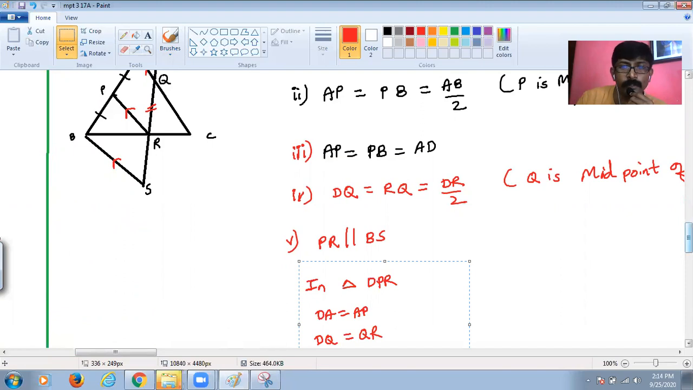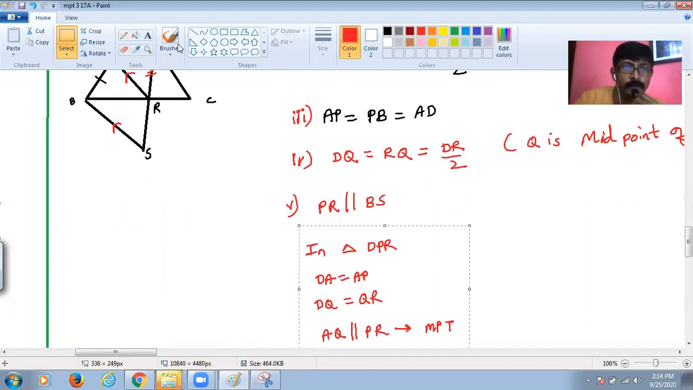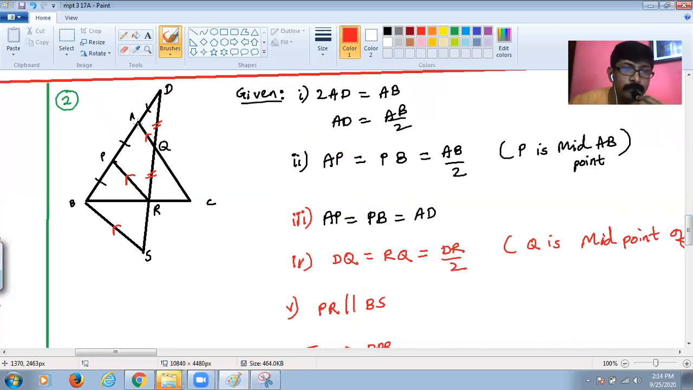Now next thing is part 6. Why did we prove AQ is parallel to PR? Because if these three lines, AC, PR and BS, are parallel and AP is equal to PB, then by the equal intercept theorem, QR is equal to RS. It's a very simple sum.